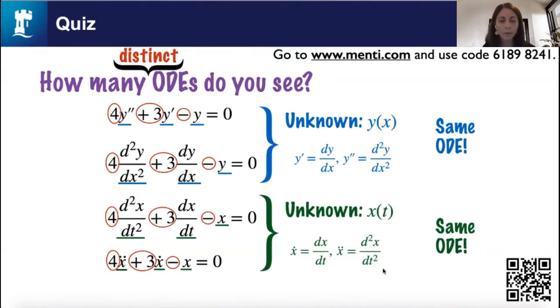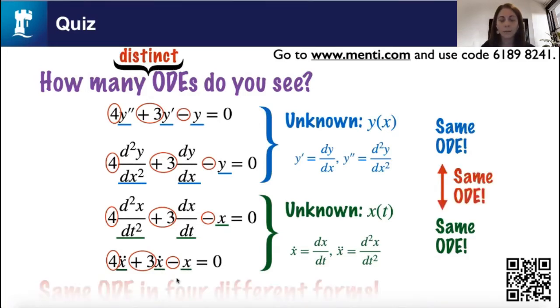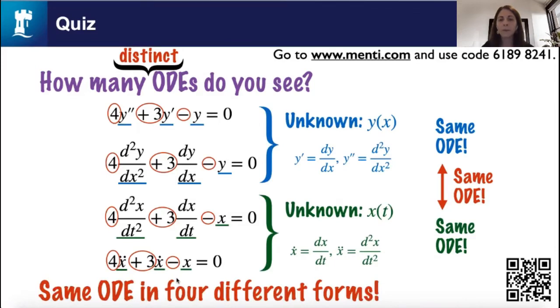However, if we compare all of this together, we can notice that the coefficients that appear in front of the unknown function in each case and the derivatives are actually the same. So here we can conclude that we have the same ODE in all four equations, just appearing in four different forms. So the answer to the question of how many distinct ODEs we see here is that there's only one.